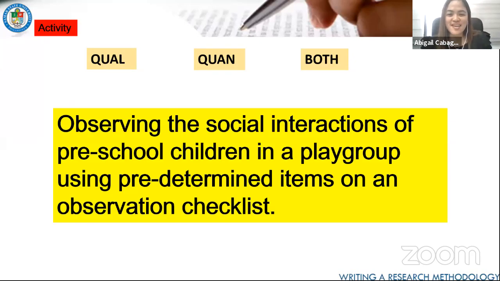Observing the social interactions of preschool children in a playground using predetermined items on an observation checklist. Is this qualitative data, quantitative data, or both? Yes, you can write your answer in the chat box. Okay, is this data qualitative or quantitative? They can just answer it. One minute will do.